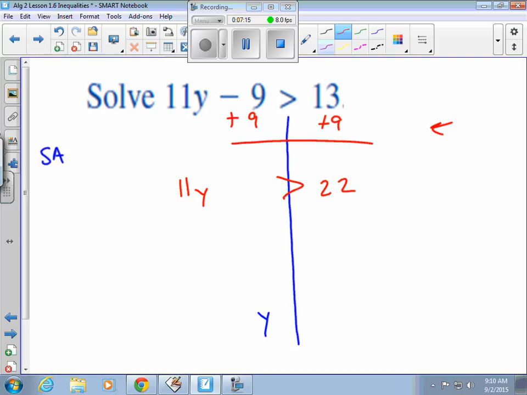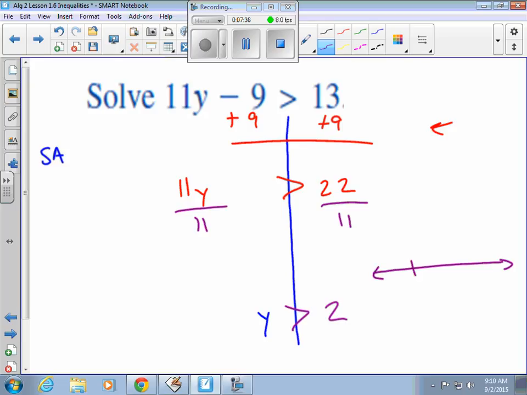Then it says 11 times y. Undo that by dividing by 11. We do it to one side, do it to the other side. 22 divided by 11 is 2. Again, same question. Did I multiply or divide by a negative number on both sides? I get the answer no. So the symbol is going to stay just like it is. So y is greater than 2.